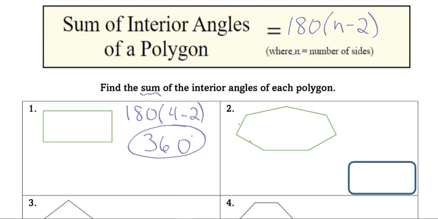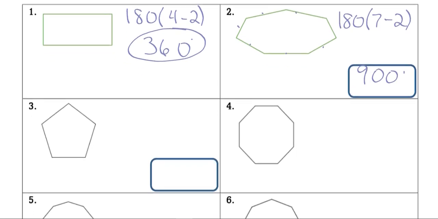This shape has 1, 2, 3, 4, 5, 6, 7 sides. So I'm going to do 180 times 7 minus 2. This is just a heptagon, which we actually already did. 5 times 180 is 900 degrees. Try the rest of these on your own. Really just following that formula for each of these.